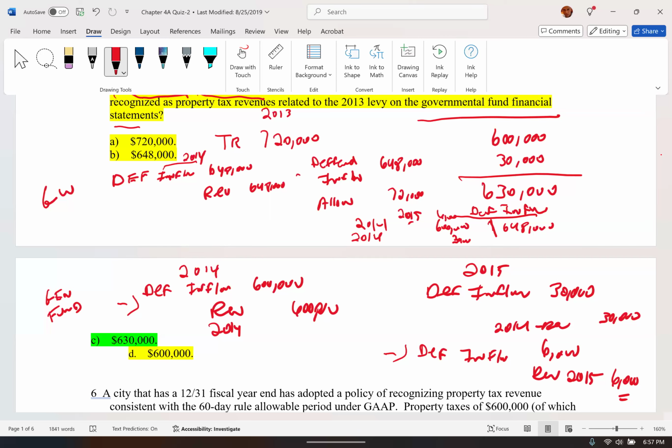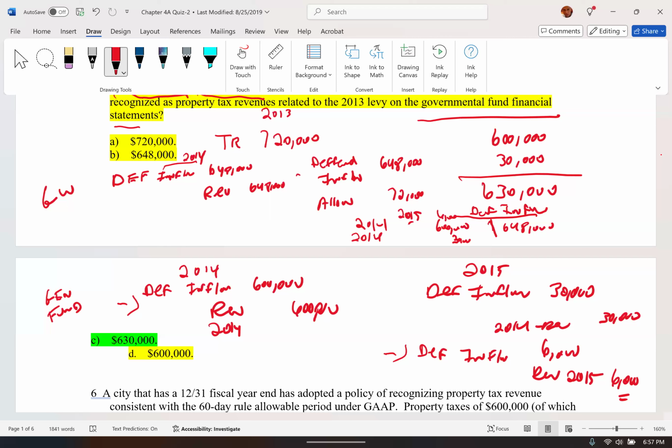Maybe they get it in April. Maybe they get it in May. I don't know when they collect it, but what I can tell you is, if they don't collect it, then they're going to have to take it out of deferred inflow, by debiting deferred inflow.